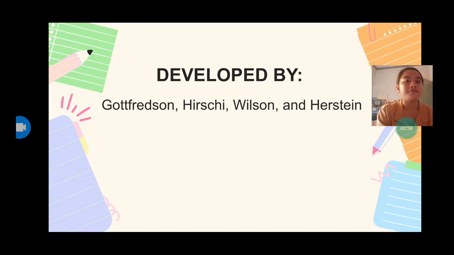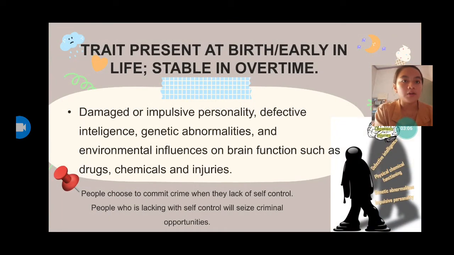It was developed by Gottfredson, Hirschi, Wilson, and Herrnstein. The trait is present early in life and stable over time. It may come from damage, an impulsive personality, intelligence defects, genetic abnormalities, and environmental influences on brain functions such as drugs, chemicals, and injuries. Take note, people commit crime when they lack self-control. People who lack self-control will seize criminal opportunities.